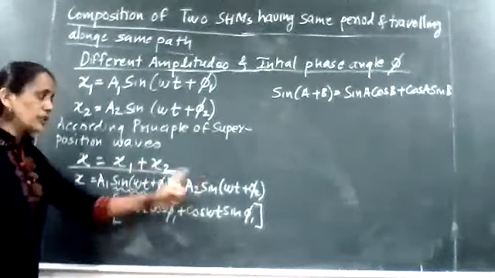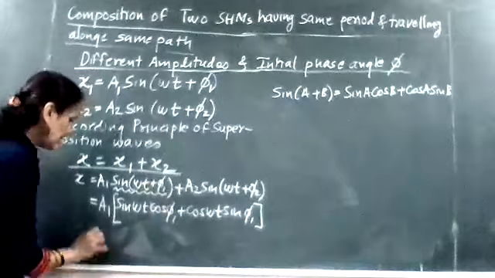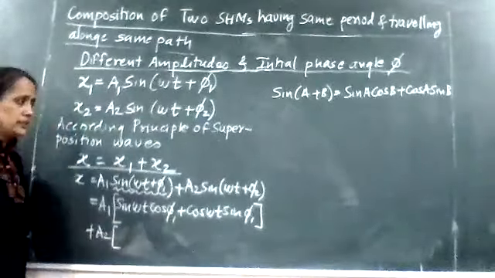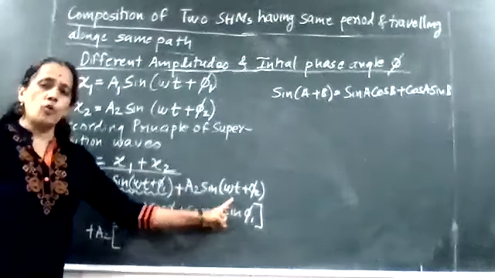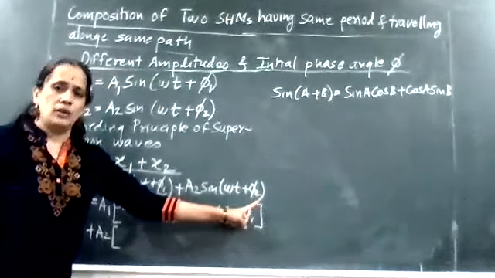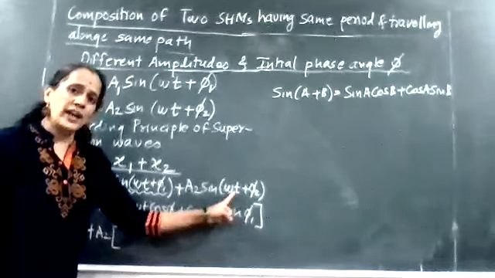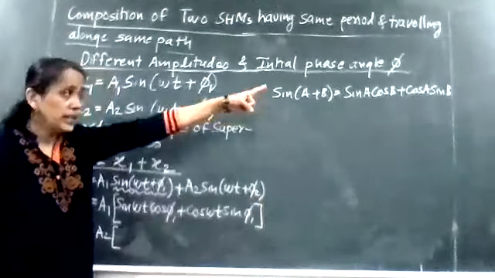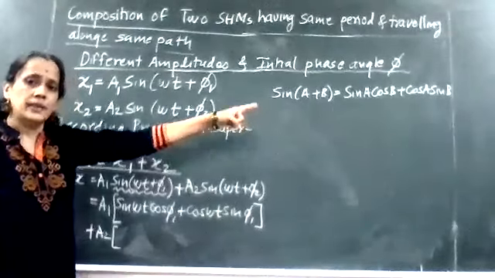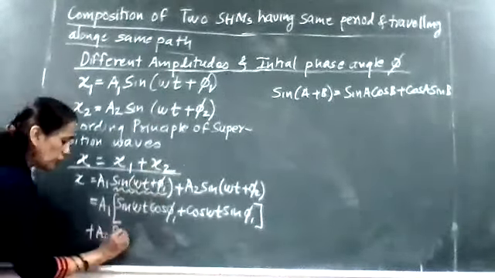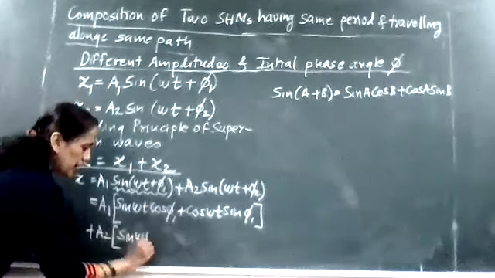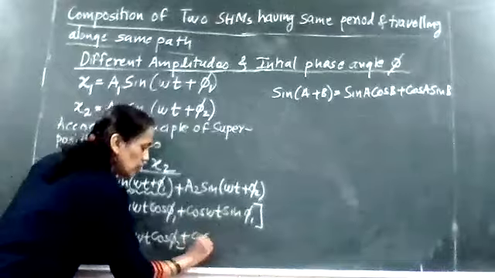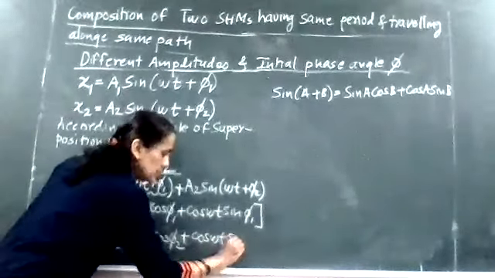Now I can go for the next one. Next term is plus a2 in bracket. Now the next term is sin(omega t plus phi 2). In this equation, omega t is nothing but a and phi 2 is nothing but b. So I can use the same formula again. According to that formula I write sin omega t cos phi 2 plus cos omega t sin phi 2.